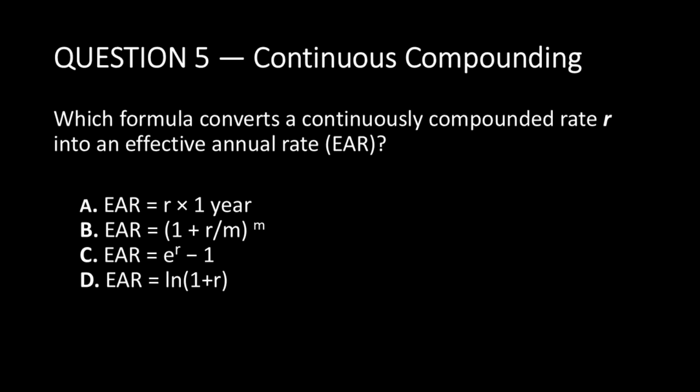Which formula converts a continuously compounded rate R into an effective annual rate EAR? A. EAR equals R times 1 year. B. EAR equals (1 plus R divided by M) to the power of M. C. EAR equals e to the power of R minus 1. D. EAR equals ln(1 plus R).